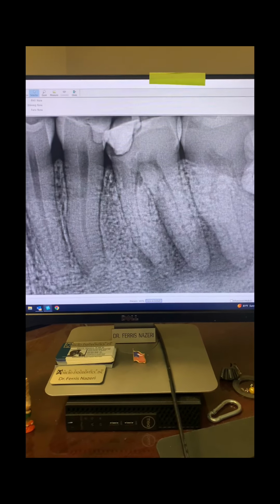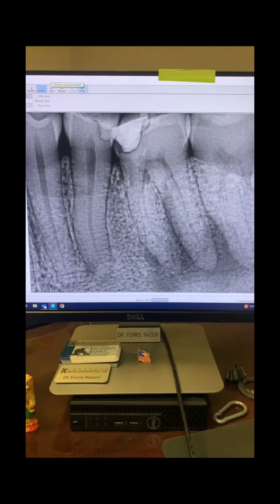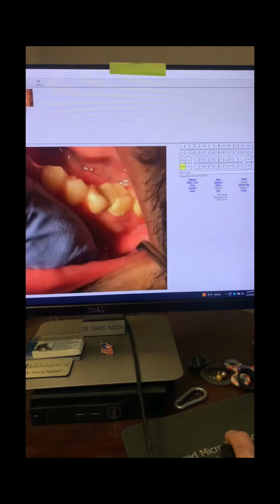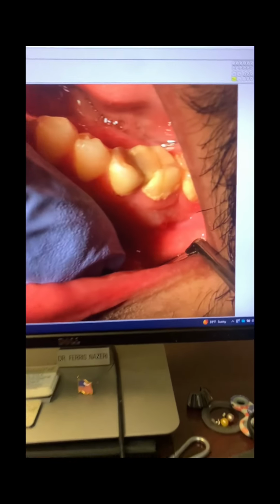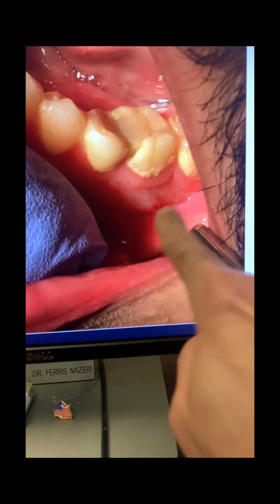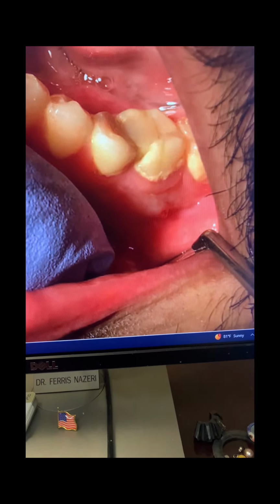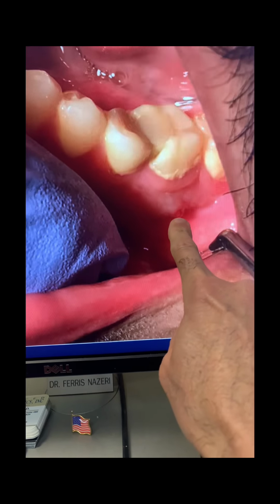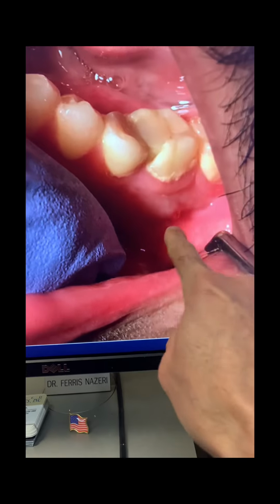All right, so the patient also had, as you can see, poor oral hygiene. Look at all this plaque here, but take a look there. You can see a small buccal parulis and sinus tract right there. That's the tooth there.